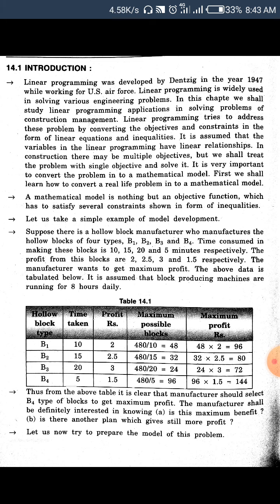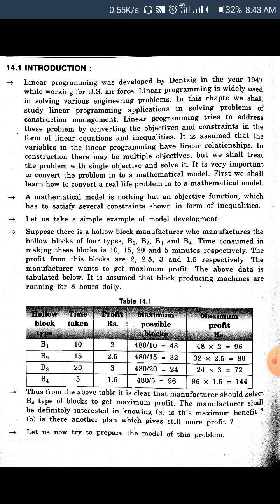So from the above table, it is clear that if we manufacture B4 type of block, we get the maximum profit, and the manufacturer shall definitely be interested in knowing about the maximum benefit and another plan which gives still more profit. So these are the two main things our manufacturer is interested to know.